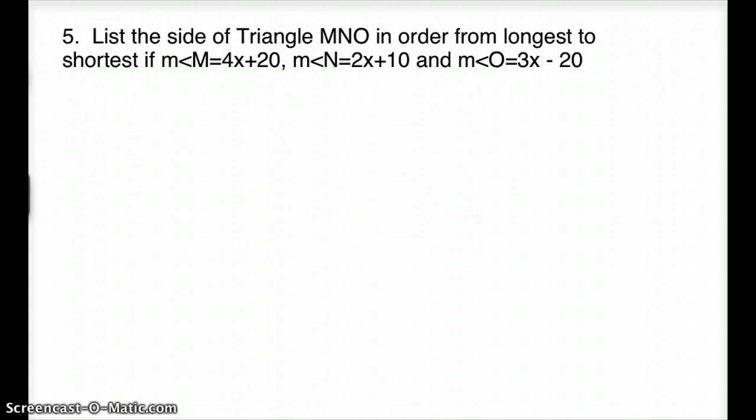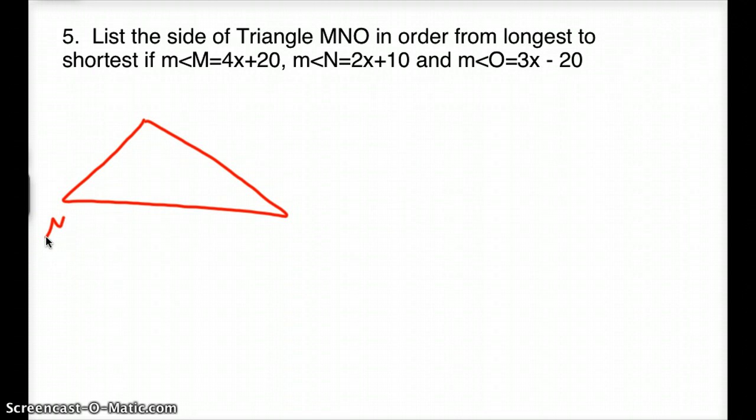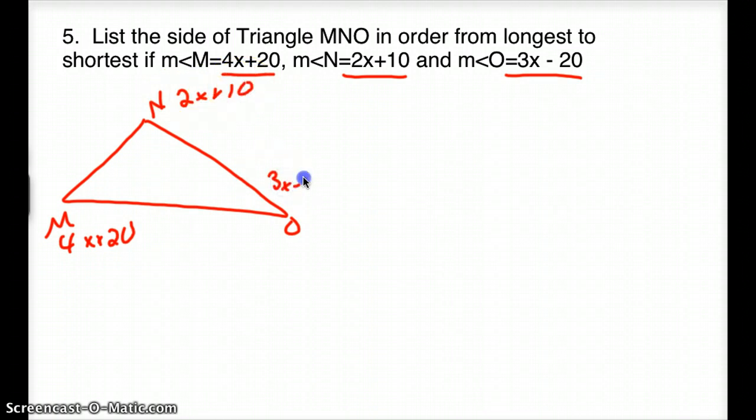All right, let's take a look at number 5. It says list the triangle sides of the triangle MNO in order from longest to shortest. All right, so they're giving me expressions for my triangle. You guys don't have a ton of room, so you want to draw a picture. But draw a nice small one because I know I worked mine out on the paper and I needed a lot of room. They're giving me the angles here. I need to find the value of x is what I need to do. So m is 4x plus 20, n is 2x plus 10, and o is 3x minus 20.